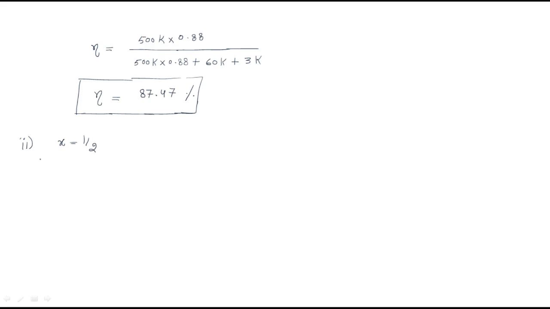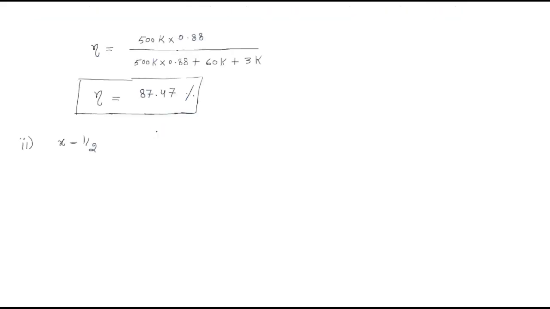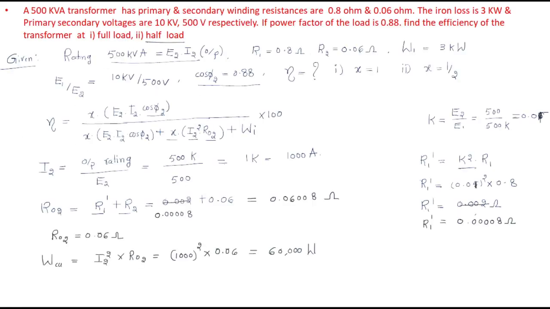You have to do the homework, that is, the x value is 1/2, because in the problem he mentioned that the second case is the half load. For this you have to take x value as 1/2 here and substitute all the values. Understand? So this is the process to do any problem regarding the efficiency of the transformer.